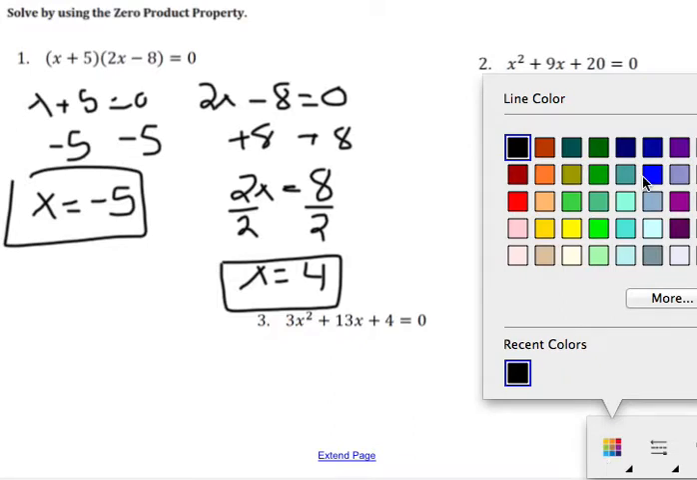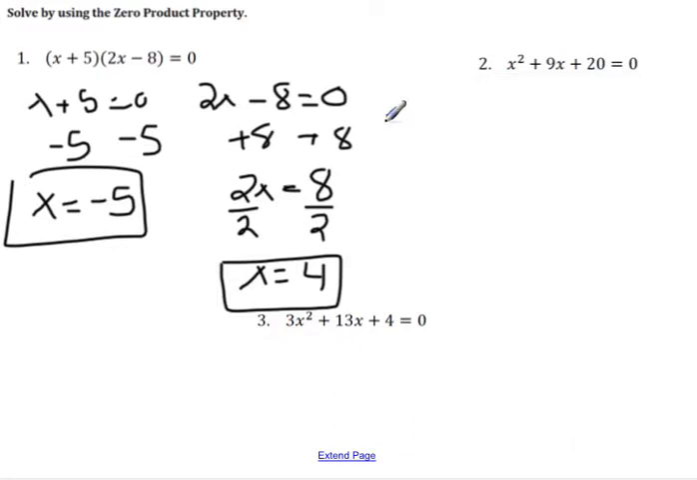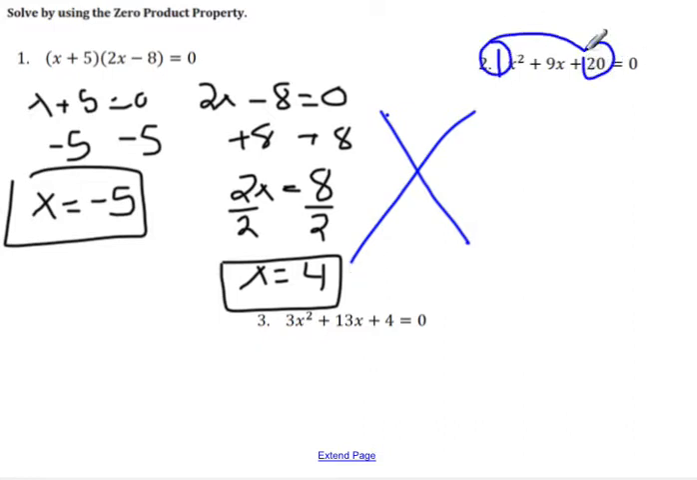So for number 2, in order to solve this, the first thing we have to do is set up the x. So I'm multiplying 1 times 20. So that's going to be my product. I'm multiplying to 20 and adding to 9. So I need to ask myself, what multiplies to 20 and adds to 9? Well, that's 5 and 4.